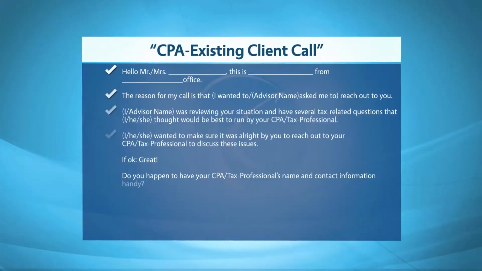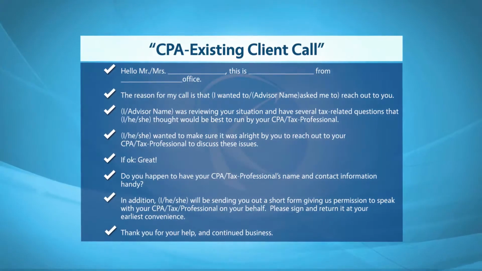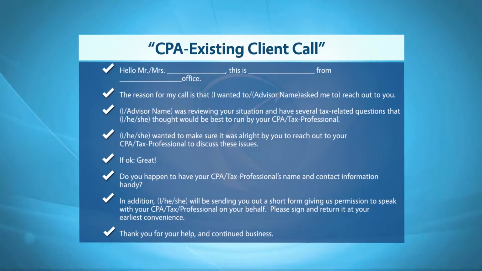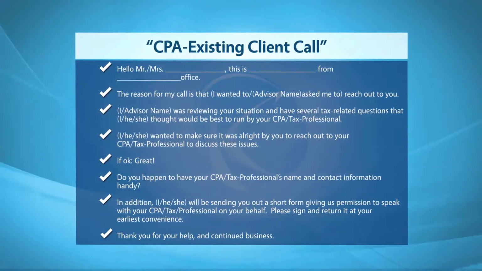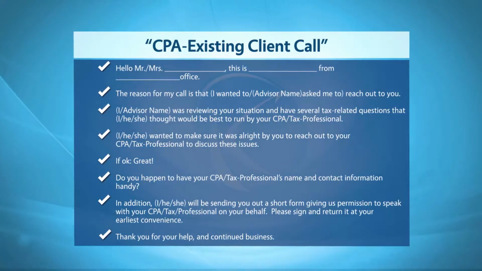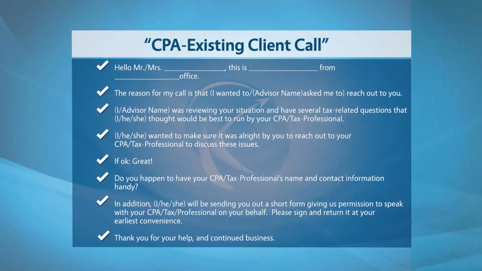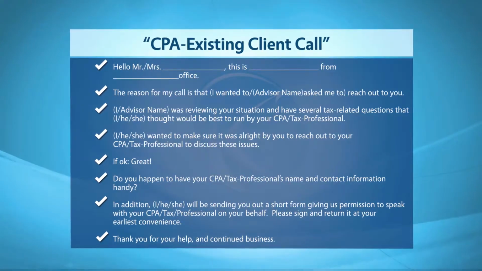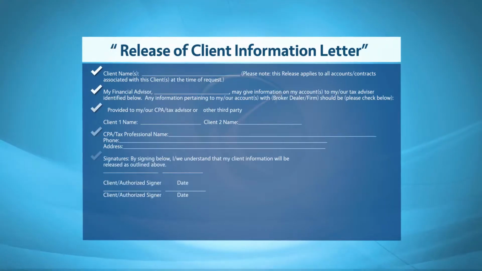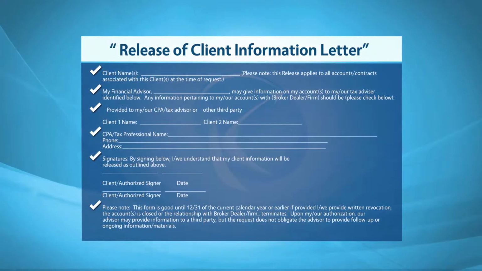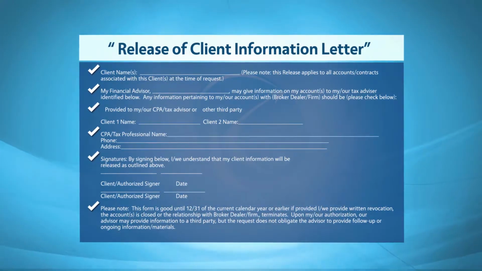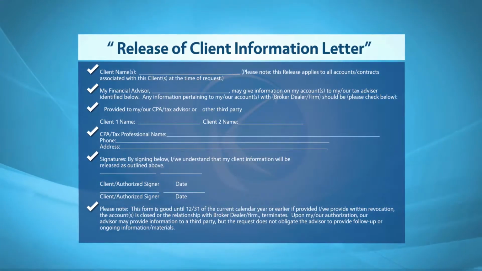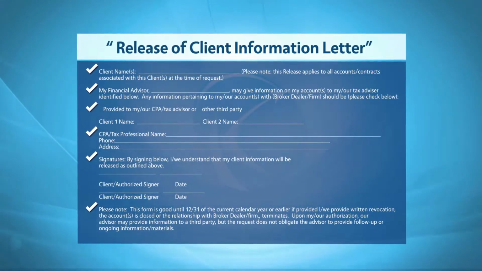So once the client says yes, if you refer back to the script on your screen, we're going to say something like, do you happen to have your CPA's name and contact information handy? That would be if you don't already have it in your file. And then we're also going to let the client know, and you'll see this on your screen in a minute as well, you should get this approved by your own compliance department, but here's an example of a form, that we'll be sending out a short form giving us permission to speak with your CPA on your behalf. Please sign and return it to us at your earliest convenience.